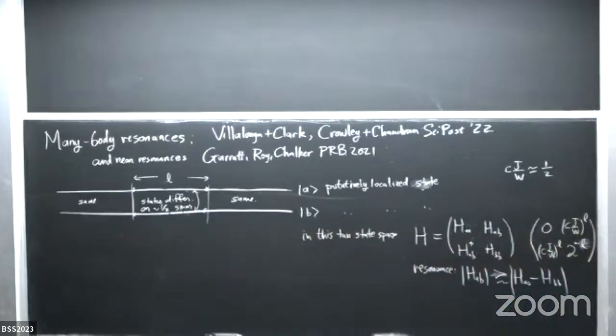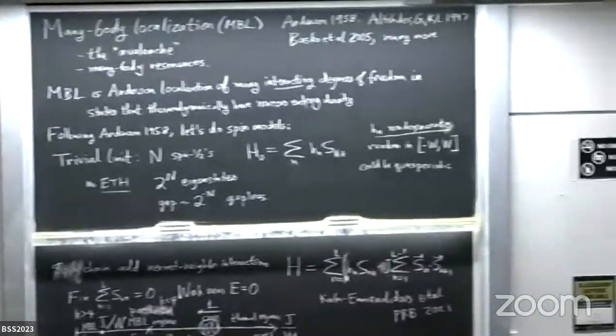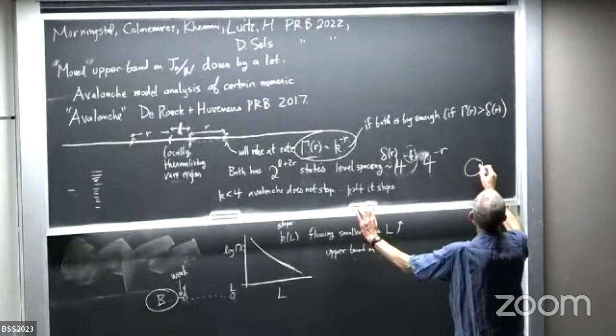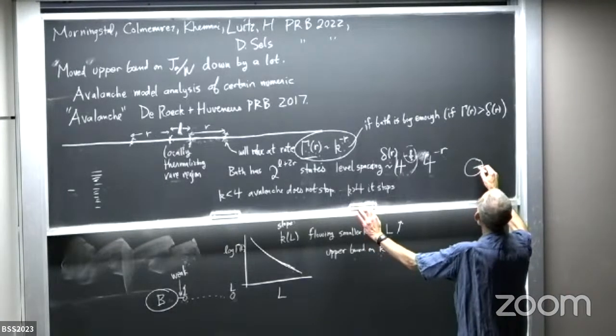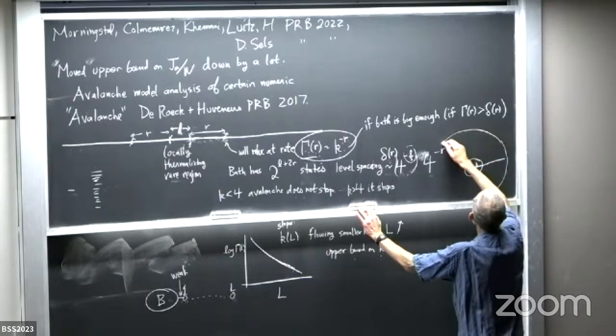More than 1D. So now I'm going to look at this, and we're going to do this in 2D as an example. So now here's my rare region. Let's give it a radius L, and our avalanche now goes out like this.